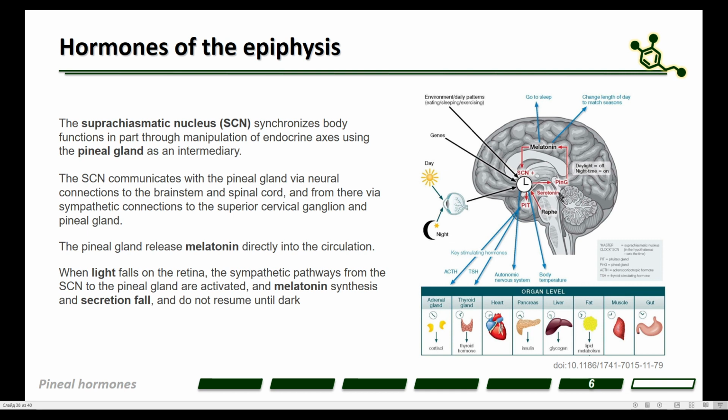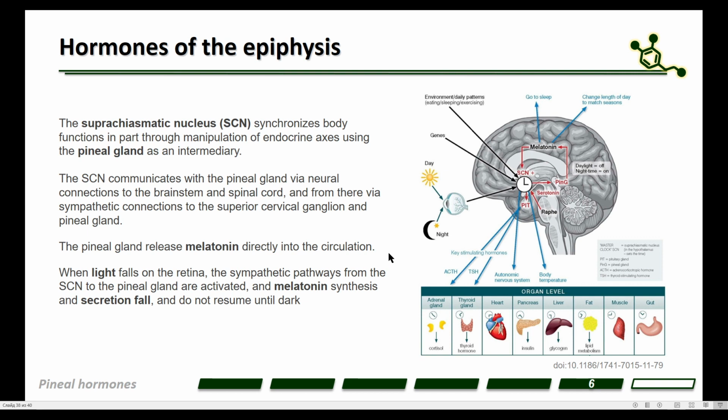So how does this occur? You have the suprachiasmatic nuclei, which communicate to the pineal gland through neuronal connections, and also to the brainstem and spinal cord through sympathetic connections. So what happens? The pineal gland might or might not secrete melatonin directly into the circulation, and melatonin will synchronize all the bodily processes. Like here you can see secretion of cortisol, production of thyroid hormones, activity of the cardiovascular system, some metabolic effects.